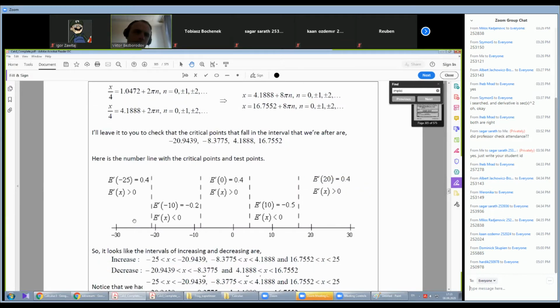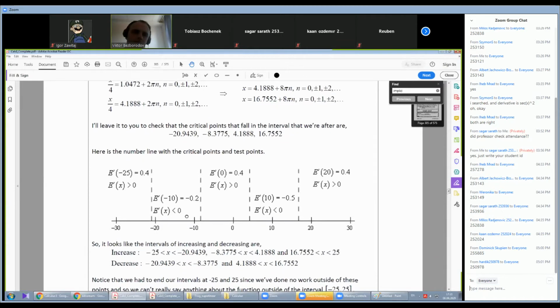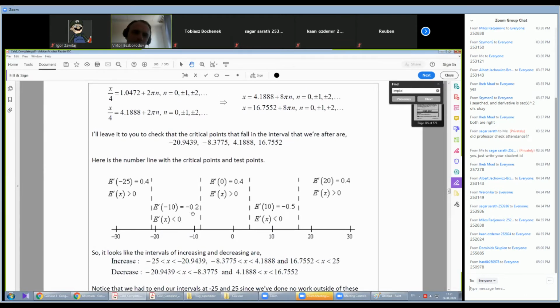So this is your interval here. You remember, we're going from minus 25 to 25. So these are 4 points in this interval, designated by dashed lines. Here it's negative. We take 1 point and compute, so it's negative. Sorry, here it's positive. Here it's negative, positive, negative, positive.